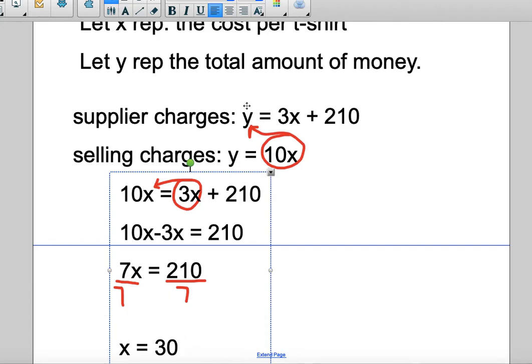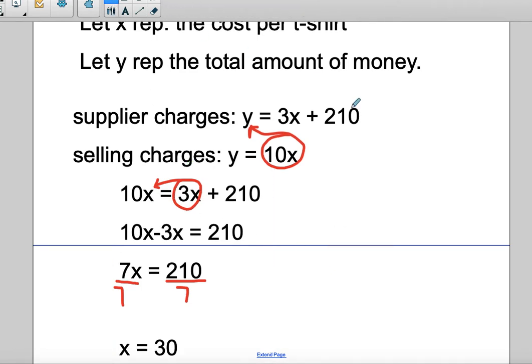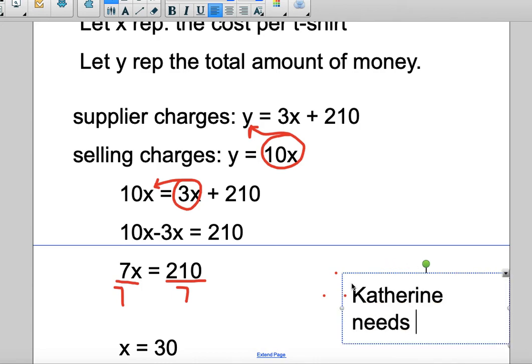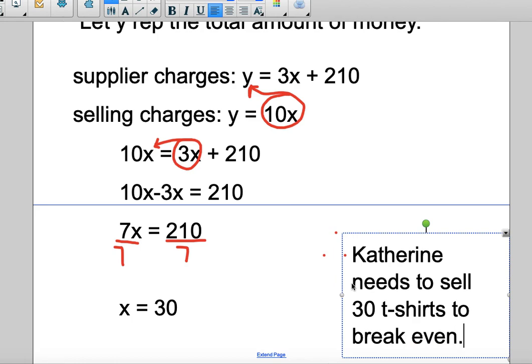If you did solve for the y value, the hope is that this would be the same price here. You would get the same y, so that we can see that it's breaking even. It's the same amount along the y-axis. So for this question, we're technically done. This is asking us how many t-shirts she needs to sell to break even. She needs to sell 30 t-shirts. Catherine needs to sell 30 t-shirts to break even. And that's it.